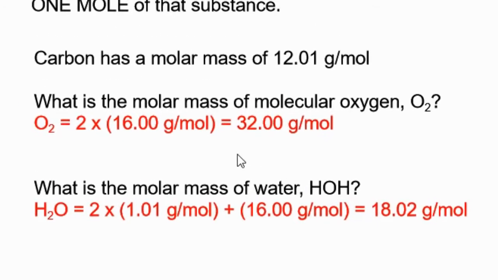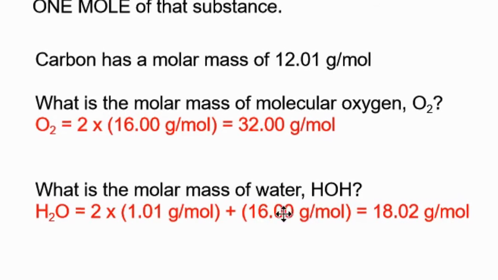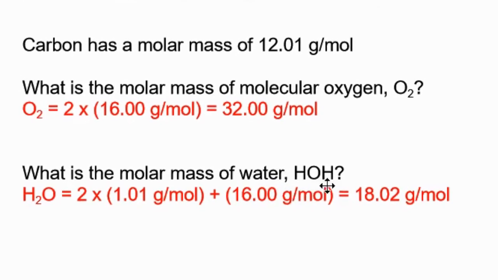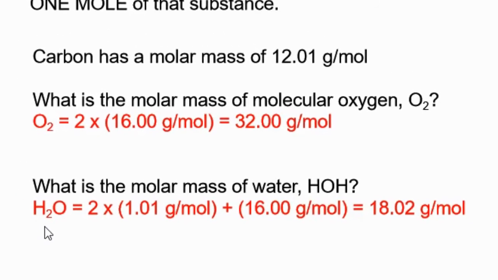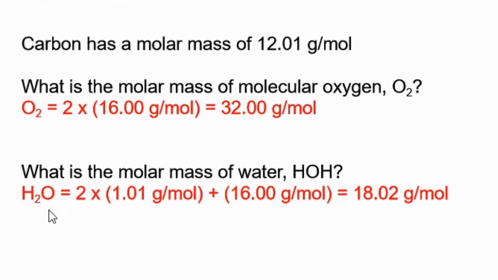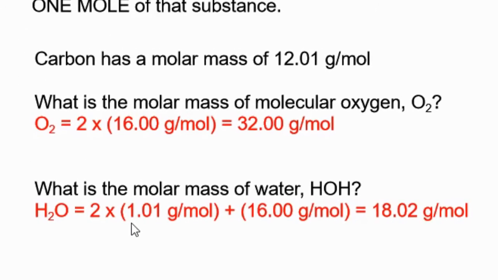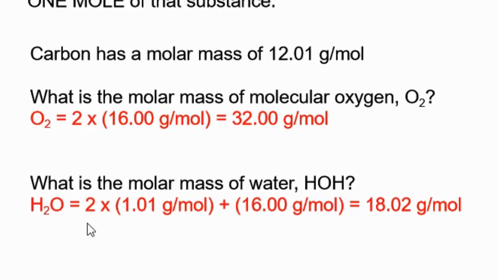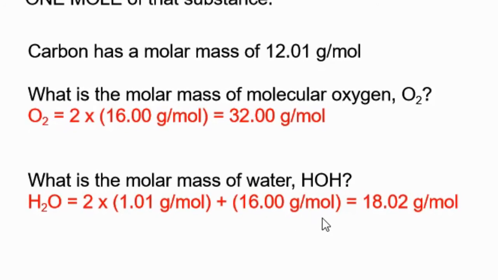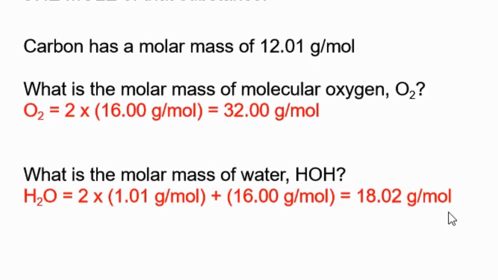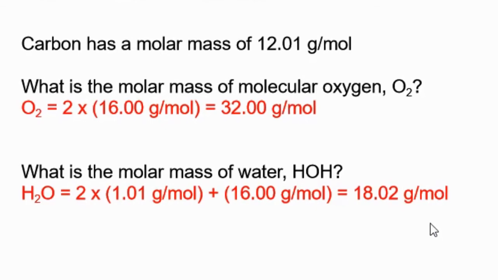If we were to figure out the molar mass of water, we would write the formula out for water first, H2O or HOH. There are 2 atoms of hydrogen in the molecule and 1 atom of oxygen in the molecule. The molar mass of hydrogen is 1.01 grams per mole. Multiply that by 2 and add that to 16 grams per mole. This gives a total of 18.02 grams per mole. That is the molar mass of water.